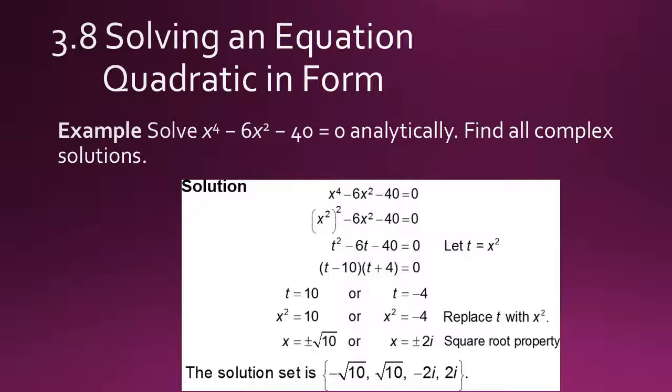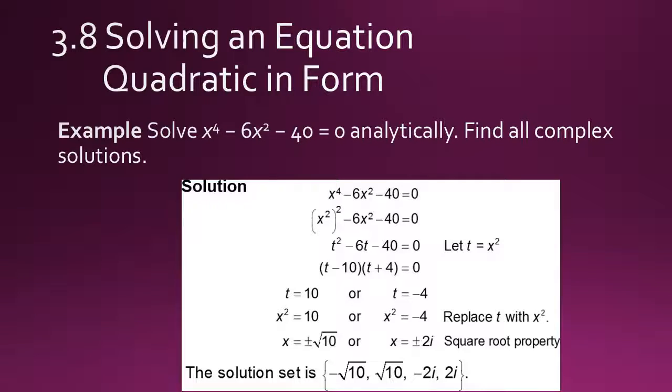But then we say, oh, wait a minute, we didn't start with a t, we can't finish with a t. So we replace t with x squared, because that's what we defined it as. So we have x squared equals 10, or x squared equals negative 4. Then we solve for x. So x equals plus or minus the square root of 10, or x equals plus or minus 2i, because the square root of negative 4 is 2i.